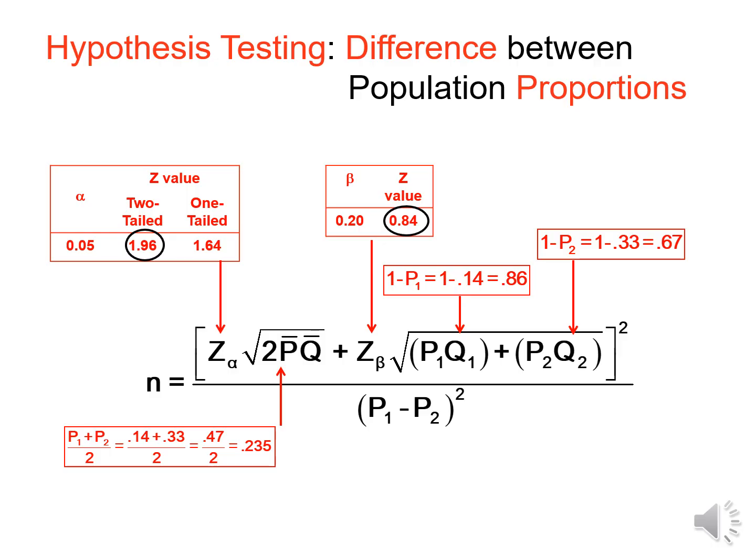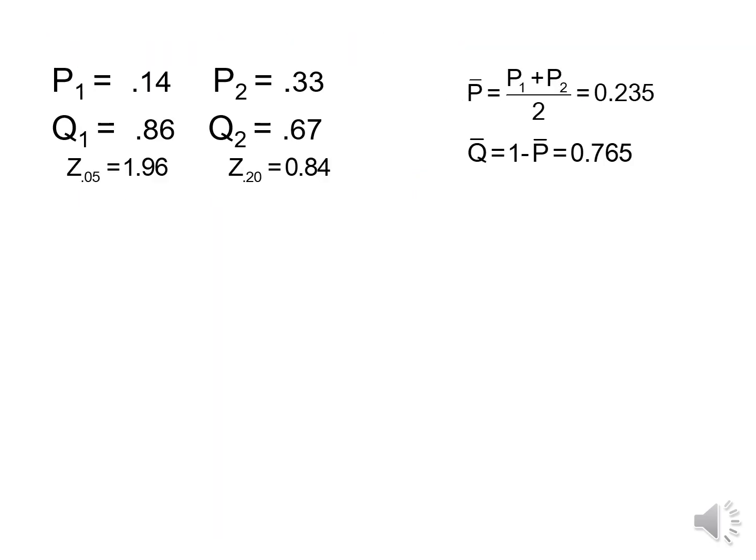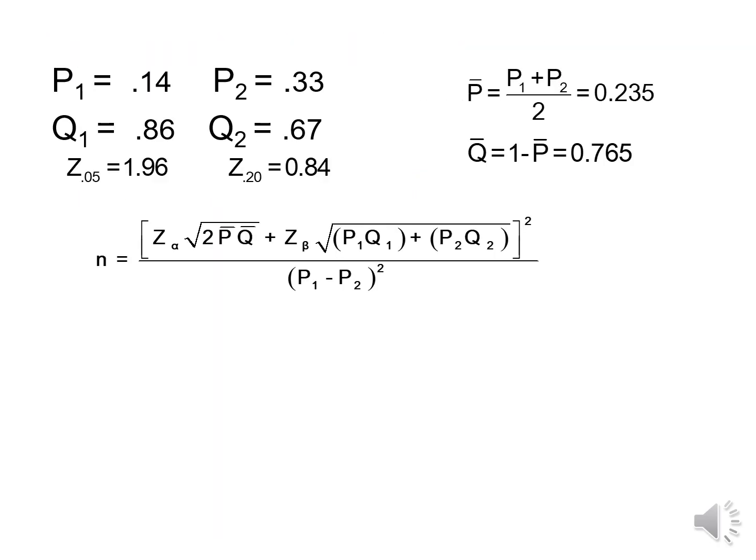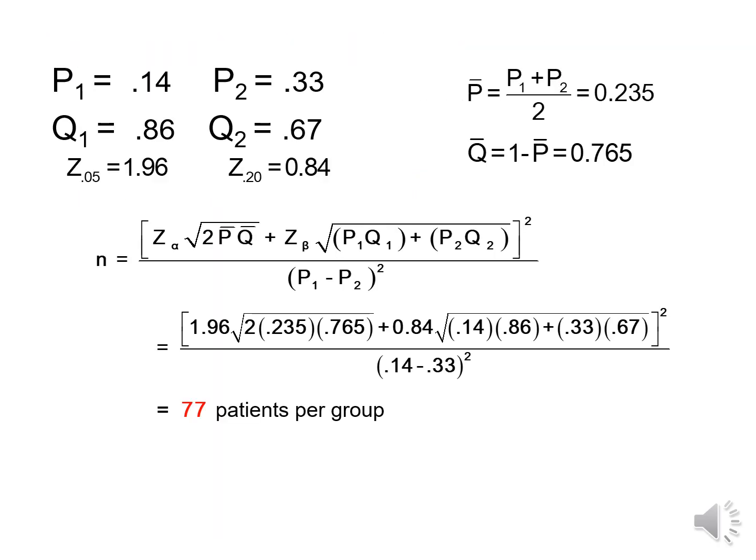P bar is the average of two proportions, giving a value of 0.235. Q bar is 1 minus P bar, giving a value of 0.765. P1 is 0.14 and P2 is 0.33. Substituting these values into the formula will give us a sample size of 77 patients per group.